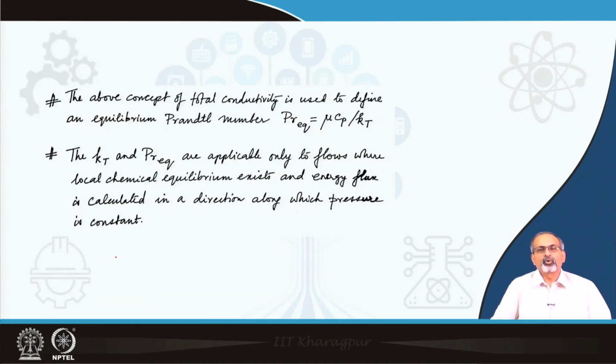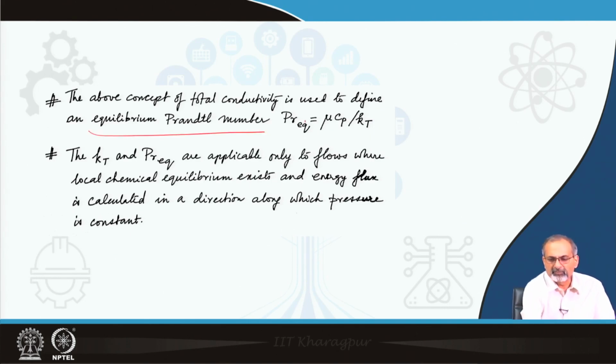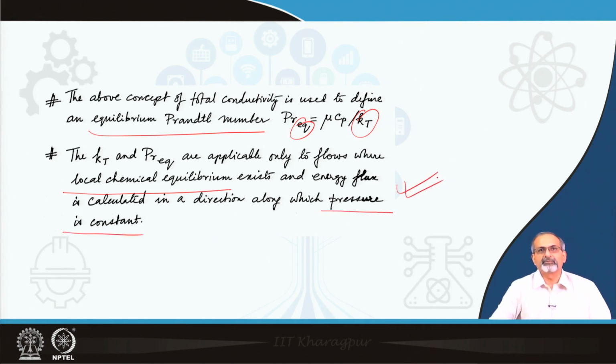The above concept of total conductivity is used to define an equilibrium Prandtl number, which has a subscript Eq, where we make use of the k_T expression that we just talked about in the previous expression, and of course, mu C_p in the numerator for the Prandtl number. The k_T and the equivalent Prandtl number are applicable only to flows where local chemical equilibrium exists and the energy flux is calculated in a direction along which pressure is constant. So, these are the constraints which have to be fulfilled in order to apply the concepts of k_T and the equivalent Prandtl number.